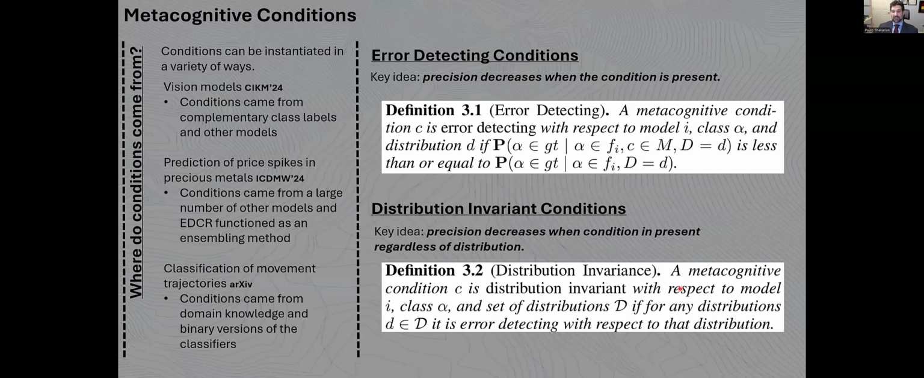We say a condition is error detecting if the probability conditioned on when C is present is less than it is otherwise. Now note we add this additional random variable D, for some distribution D, and we're saying a metacognitive condition is distribution invariant with respect to the model and the class and some set of distributions, if for every distribution in the set, it's error detecting.